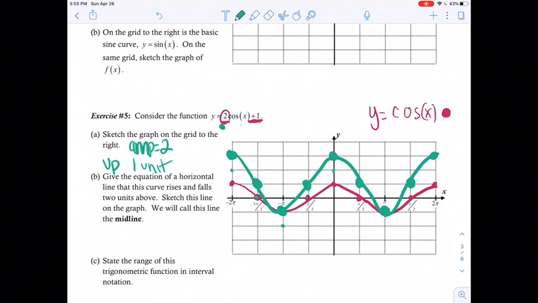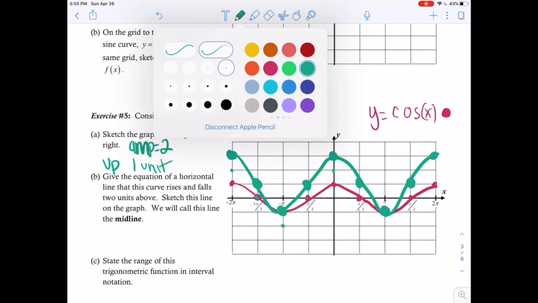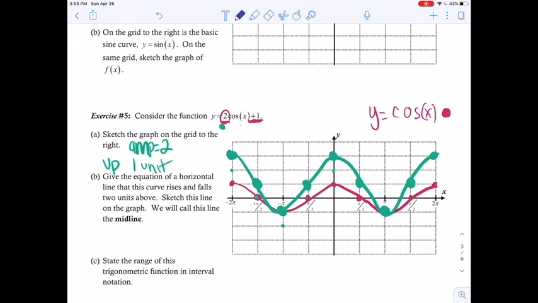Now it says, give the equation of a horizontal line that the curve rises and falls 2 units above. So I need to find out where the middle of this is. When I look at this, I notice that the middle would be right here. If I drew a horizontal line right here, my function is now going up 2 units from it, and it's also going down 2 units. So that's how I know that would be the middle.